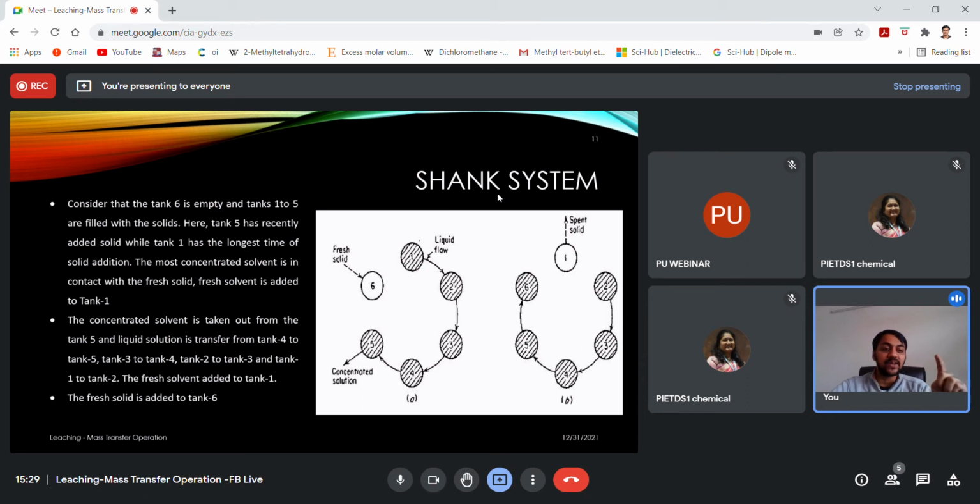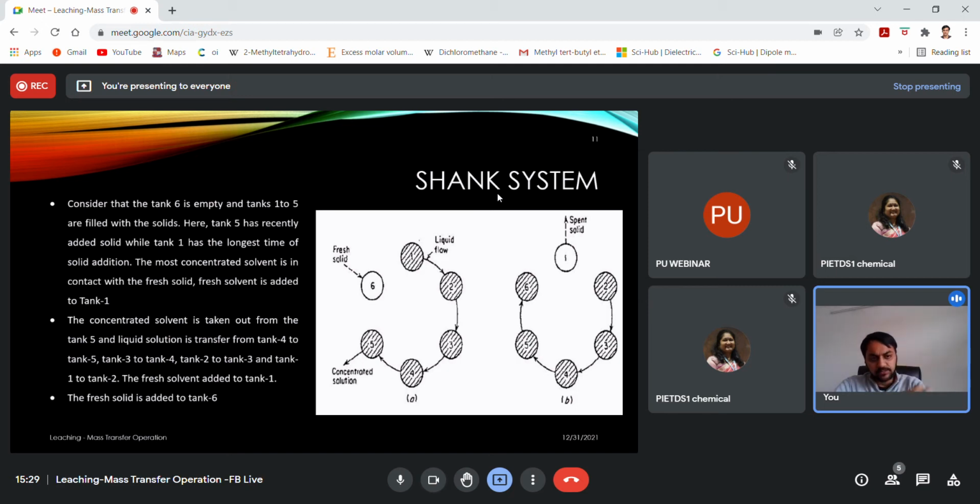So that's why it is known as counter current operation, right? Why counter current? Because fresh solid is contacted with the maximum-strength solvent that has been used. So fresh solvent is added to tank number 1, and the concentrated solution is extracted from tank number 5. So that is the reason why this is called counter current operation.